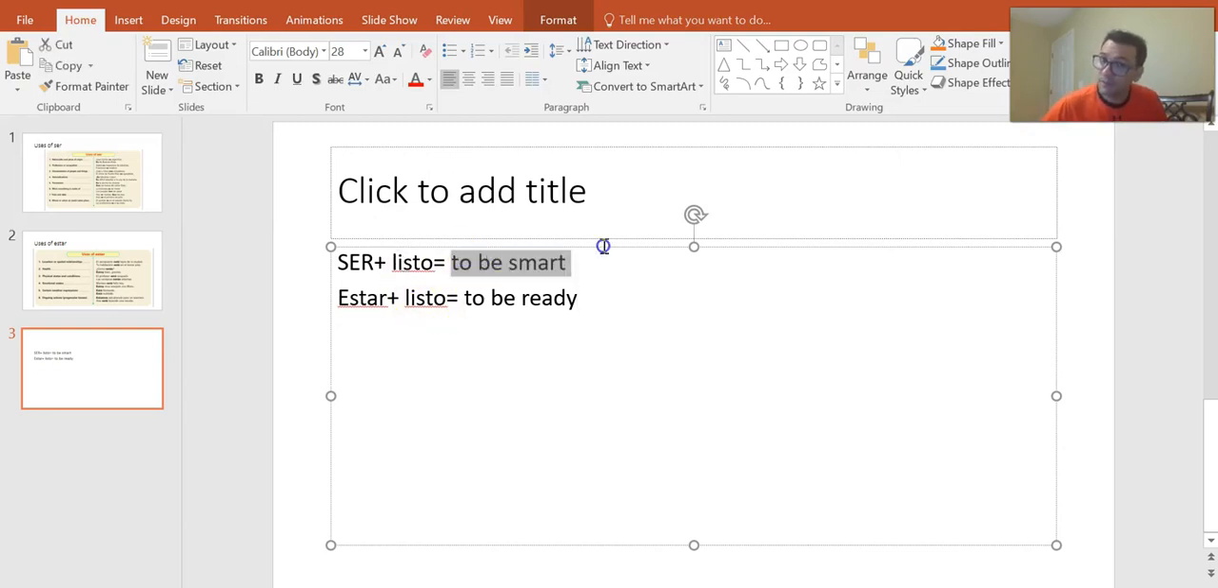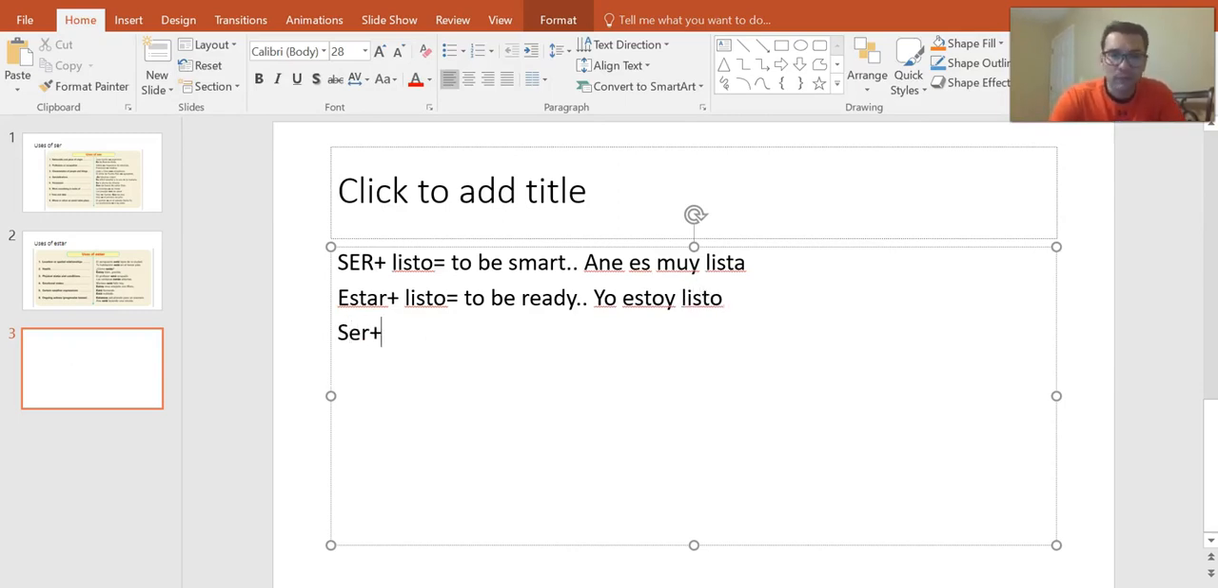Ser más listo means to be smart. Like I could say, Ana es muy lista. She's smart. But if I'm saying estar plus listo, it means ready. Yo estoy listo. I'm ready. That's one. I will provide a complete list later on, and you could see those lists in the text where I would provide a complete list. For example, I'll give it to you here.